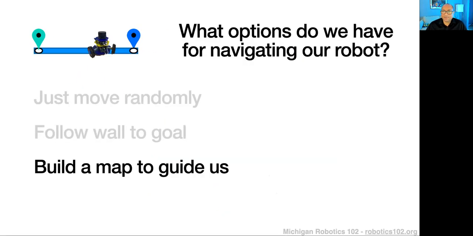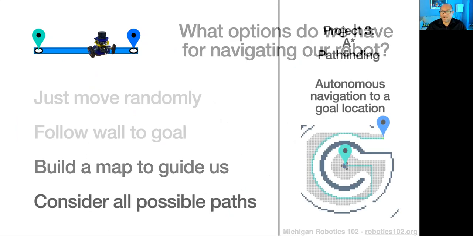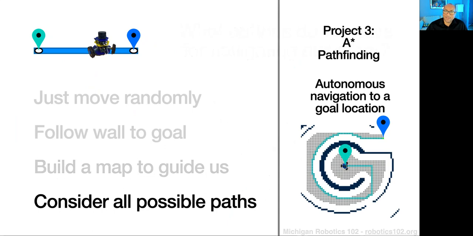So if we come back, we still might be able to use this idea of building a map to guide us so that we can understand the contours of the maze and see the extents of all this. But assuming we have that map, maybe another approach, which we'll explore in project three, is to consider all possible paths. If we have this map, we can do a search over all possibilities so that we can find a path that would take us from the goal to the start.